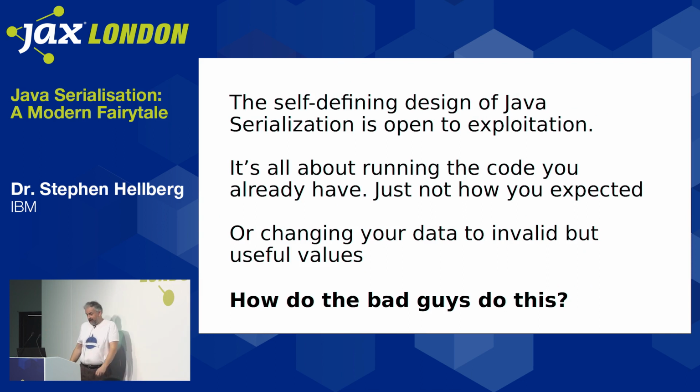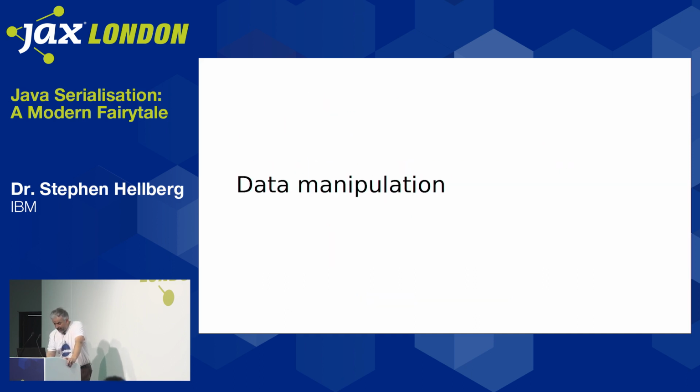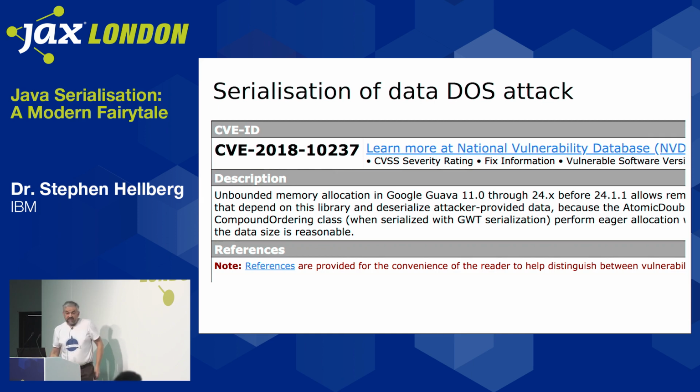So, that's a bit of a summary of serialization at this point. In some sense, how do the bad guys go about potentially orchestrating an attack? How can they utilize some of these bits and pieces? So we looked at some of the data manipulation side of things. Well, there can be numerous effects as to what they want to usefully do. But there are good examples out there of the denial of service attack.